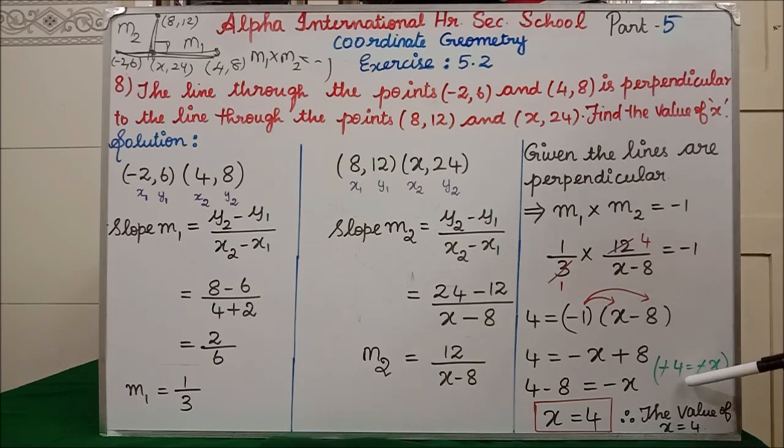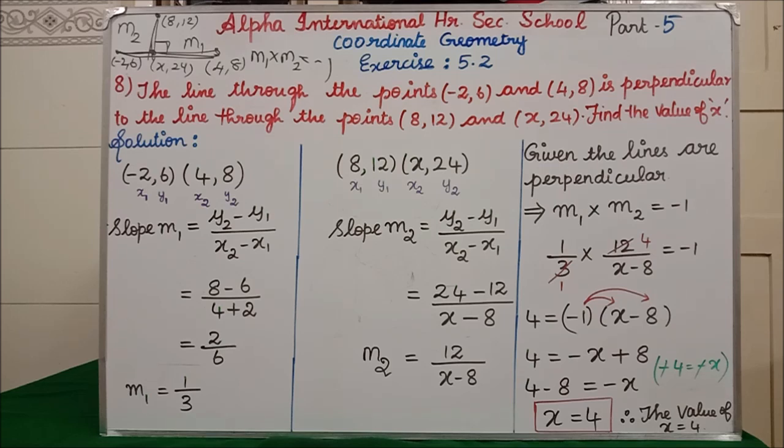See, this side I have written -4. This side we are having -x. So minus will get cancelled. We are getting x is equal to 4. Therefore, the value of x is equal to 4. We have found the value of x. Isn't it? Clear students? Very simple and very easy problem.